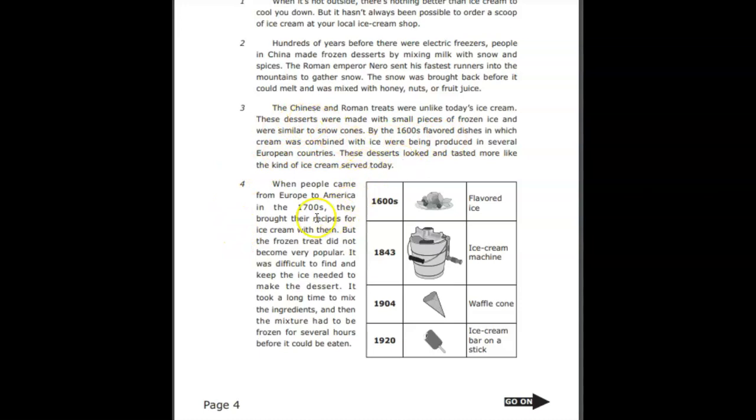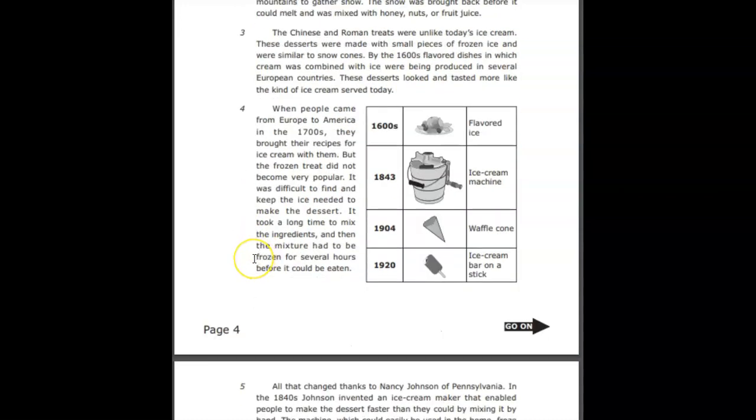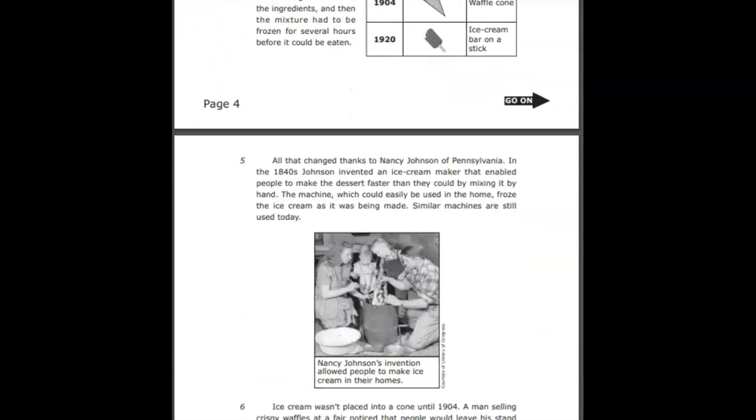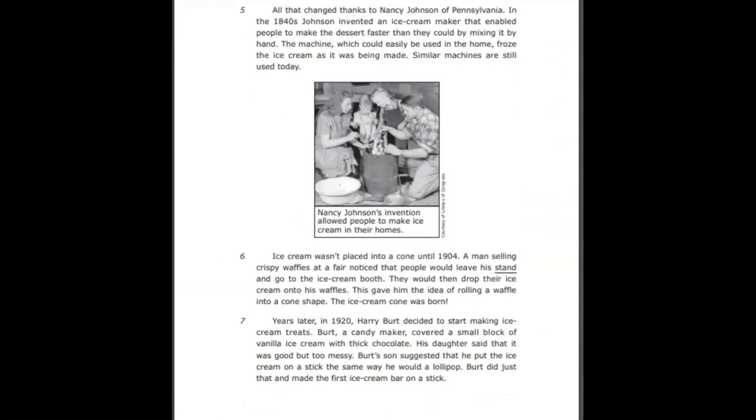Some more place names. There's a date right here, the 1700s, when people came from Europe to America in the 1700s. So in my mind, I'm starting to think, oh, this is some sort of history lesson, some sort of informational text. And so I'm going to keep scrolling down, keep looking at the passage.